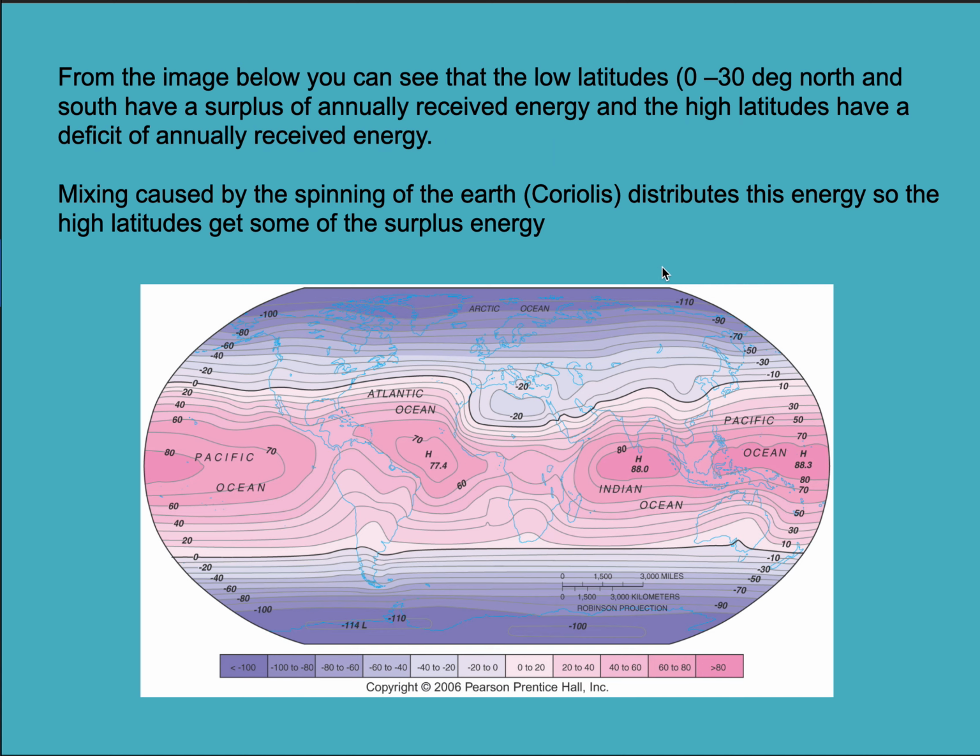And that mixing is caused by the Coriolis. The spin of the Earth causes the Coriolis effect, which then rotates that energy. And just to recap, the other day we said that in the northern hemisphere, the Coriolis rotates clockwise, and in the southern hemisphere, it rotates counterclockwise.